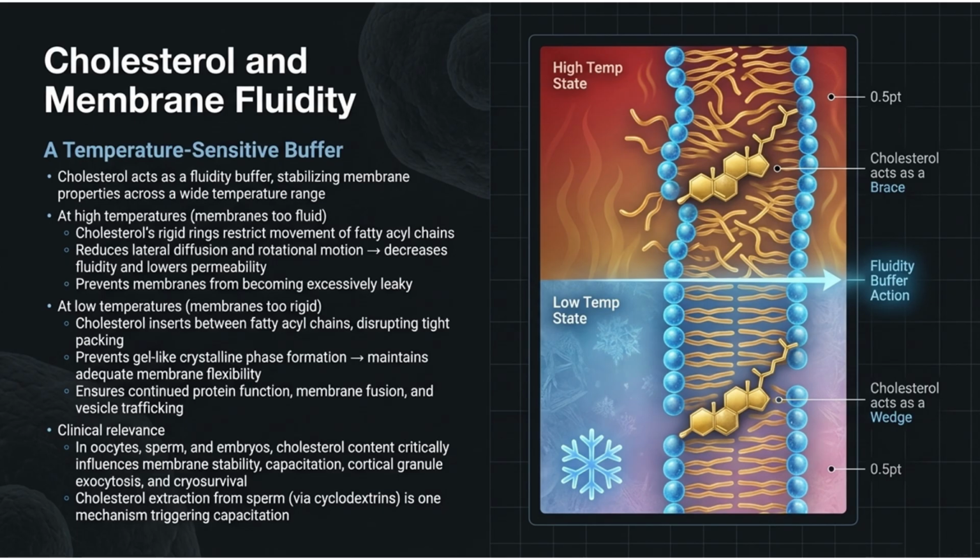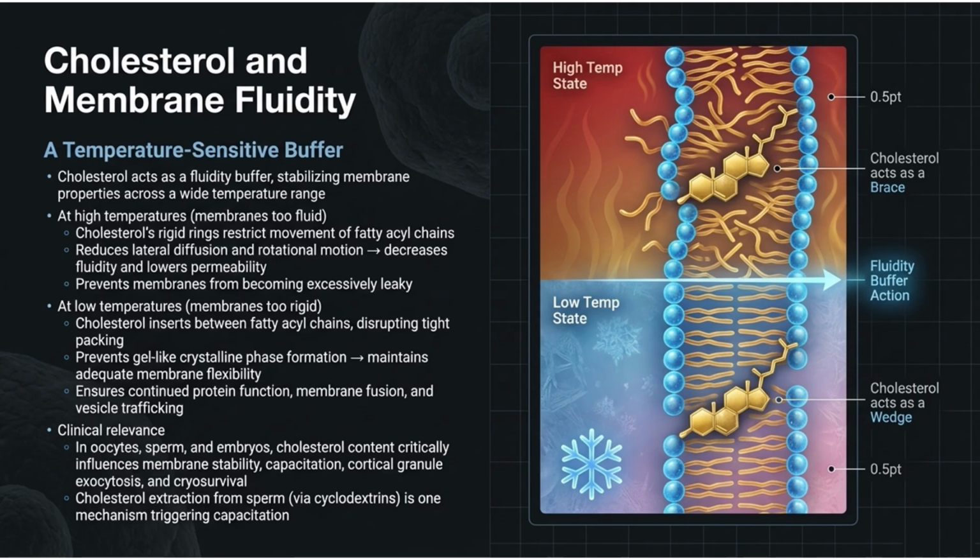At low temperatures, the challenge is opposite. Phospholipid chains lose kinetic energy, pack together more tightly, and the membrane risks transitioning from a fluid state into a rigid, gel-like, or even crystalline phase. In a gel phase membrane, protein mobility is severely restricted, membrane fusion is impaired, and the cell cannot carry out the rapid, coordinated membrane events it needs for function. Cholesterol prevents this by inserting between fatty acid chains and disrupting their tight packing, much like a spacer that prevents the chains from crystallizing. Even at low temperatures, cholesterol maintains a degree of membrane flexibility.